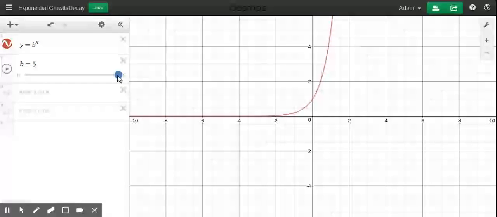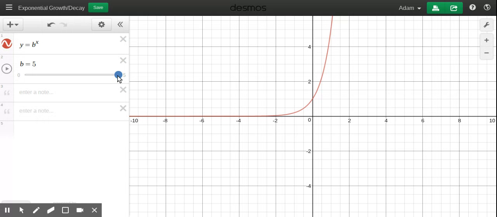So when b is bigger than 1, we're going to have growth. As we read left to right, it increases. So let me head this back to 1, and we're back at our straight line. And what if we go smaller than 1? So we're talking between 0 and 1 right now.